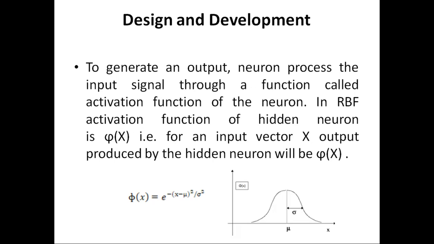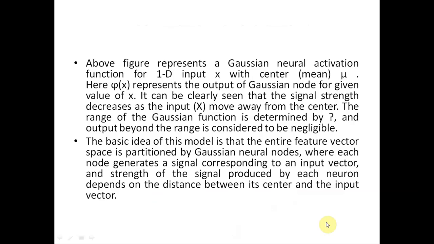One node, you see the activation function here is the Gaussian function. Here at the center you can see it is maximum, and it is decreasing. The range is also limited, and it is decreasing gradually once we go away from the center. These are the basic things to remember. The above figure represents a Gaussian neural activation function of a 1D input x, with the center mean equal to mu. Okay, remember this is the diagram I have shown.